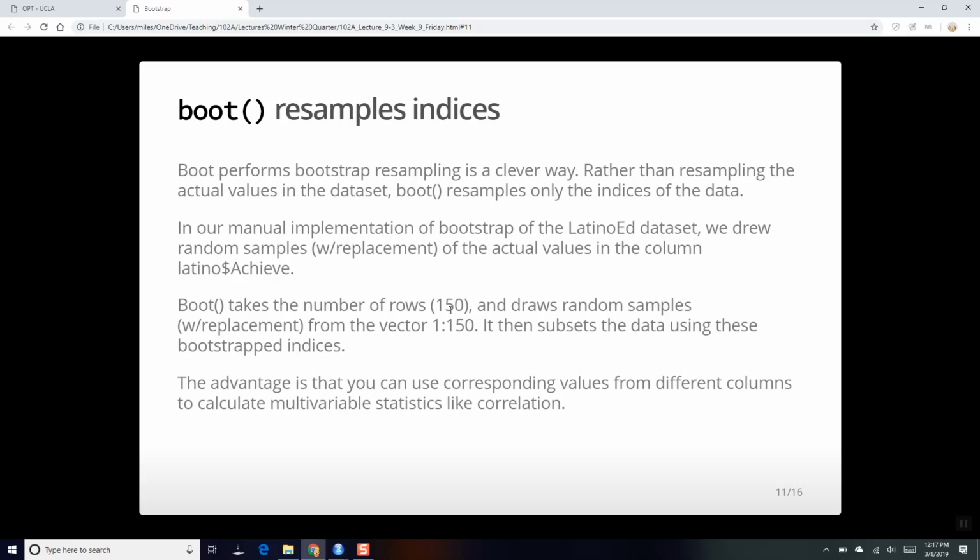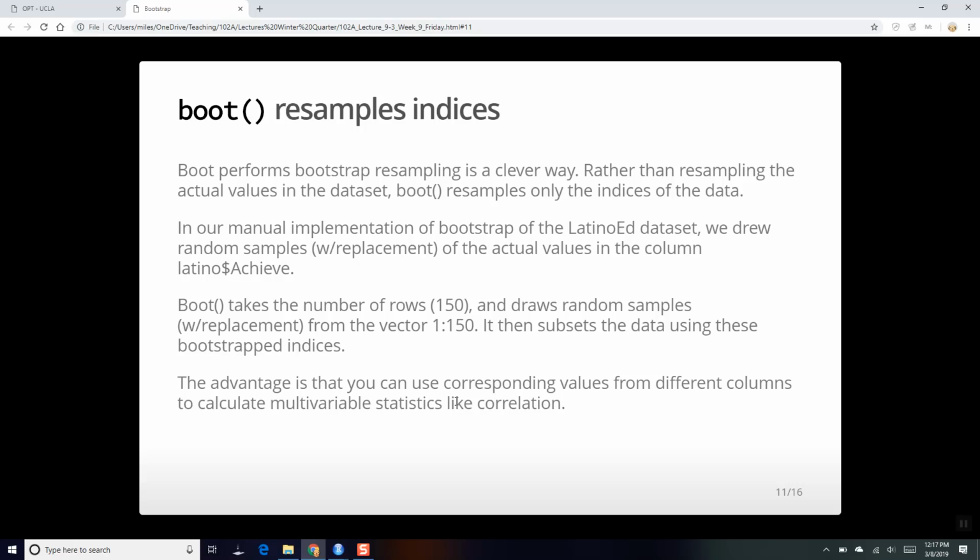And because you're sampling with replacement, you might select some people more than once. Other people don't get selected at all. And then we subset the data, Latino$achieve, with the indices that the function boot generates. We don't do the resampling of values directly in boot itself. The advantage here is that if your statistic is something like correlation, which involves 2 columns of data, and you tried to do it the manual way and resampled one column and the other column independently, you're going to break any kind of correlation that exists between them.